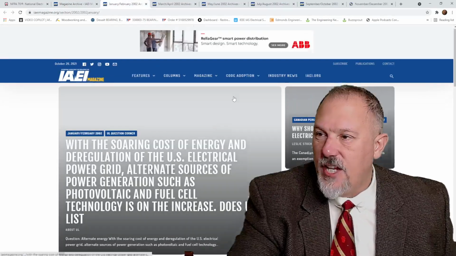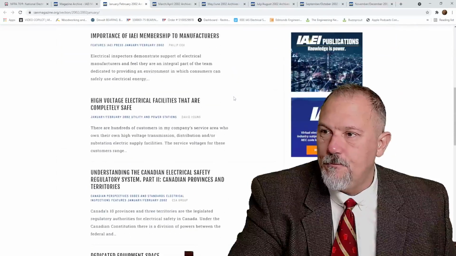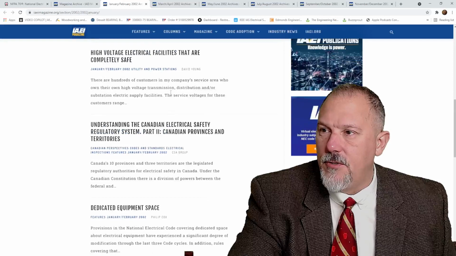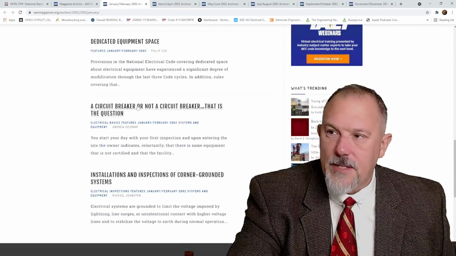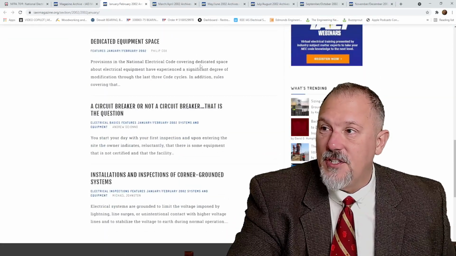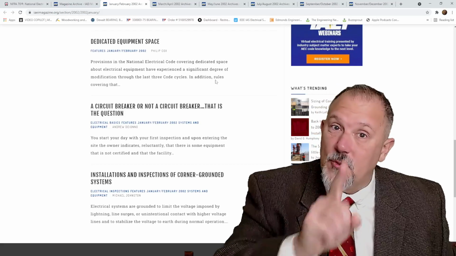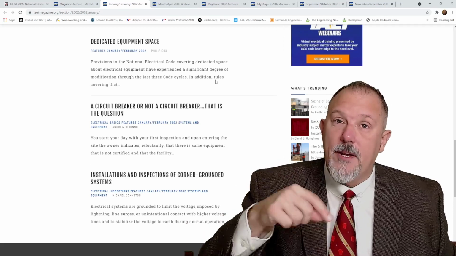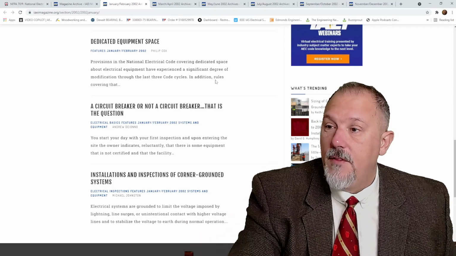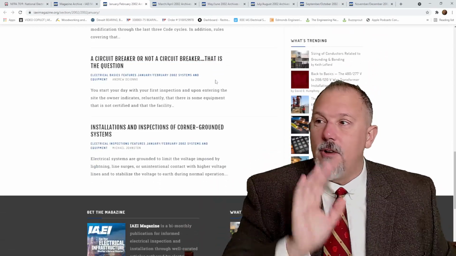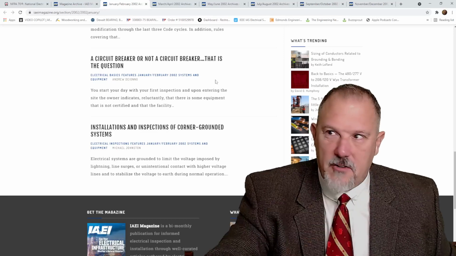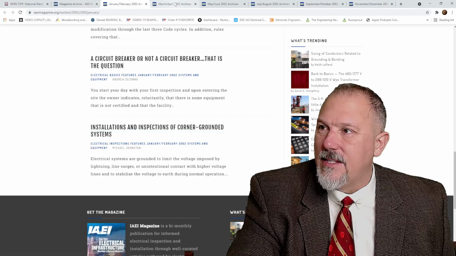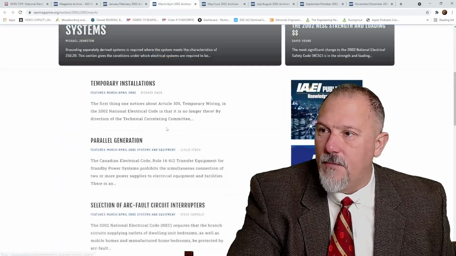So this is January of 2002: high voltage, understanding the Canadian electrical code, dedicated equipment space, provisions in the NEC covering dedicated equipment space, because we know dedicated equipment space is going to impact panelboards and switchboards. Why? Because we need space for the electrical worker, a circuit breaker or not a circuit breaker. That is the question. And that was Andrew. Corner grounded Delta Systems. Let's take a look at March and April 2002.